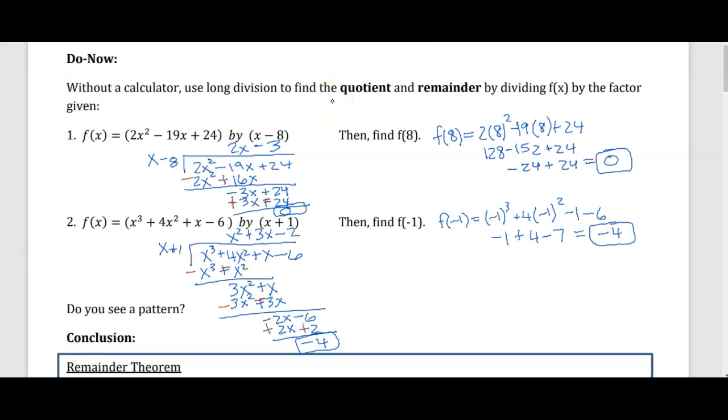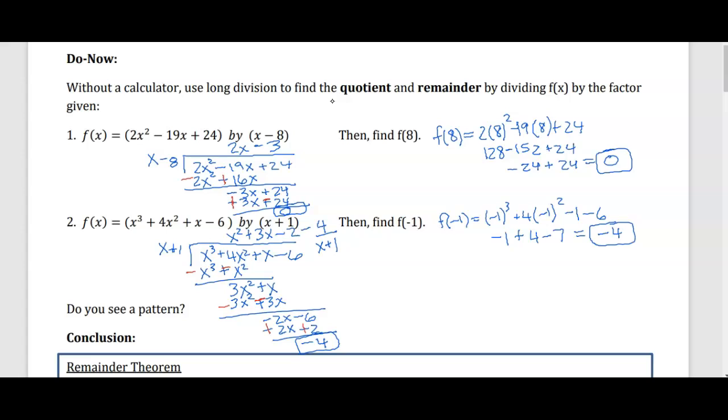Okay, so for number 1, you should have gotten 2x minus 3 using our long division from the past 2 blocks, and the remainder was 0. When I asked you to plug in 8 for x and evaluate the function when x is 8, you also got 0. Coincidence or not? So now we try number 2, and you should have gotten x squared plus 3x minus 2, and then you got a remainder of -4 over x plus 1. And then when I asked you to plug in -1 and evaluate the function, you should have gotten -4. So you're starting to see a pattern there.